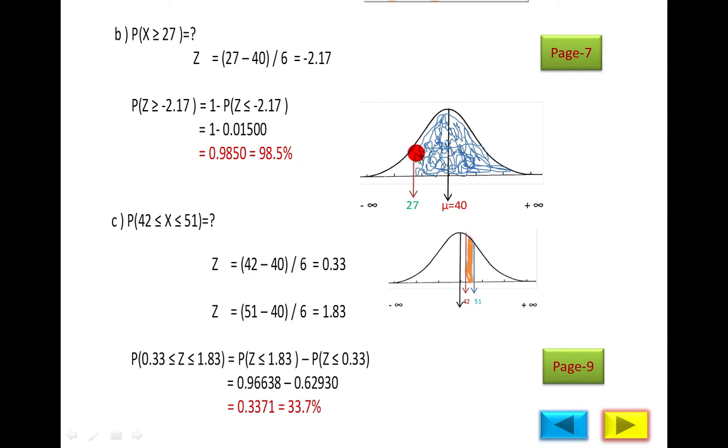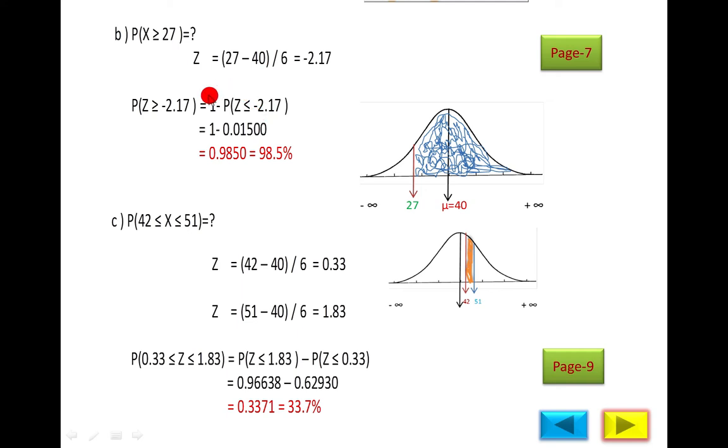The question is, suppose this is the 27, this is the mean 40, and the value 27 lies at this point. The condition is the area above 27. This shaded area indicates the above 27. The range above 27 is from 27 to infinity, a very long range. So if you subtract the below area from the total probability 1, you will obtain the same value, because the total probability is 1. If you subtract the probability of this lesser area from 1, you will obtain the above area.